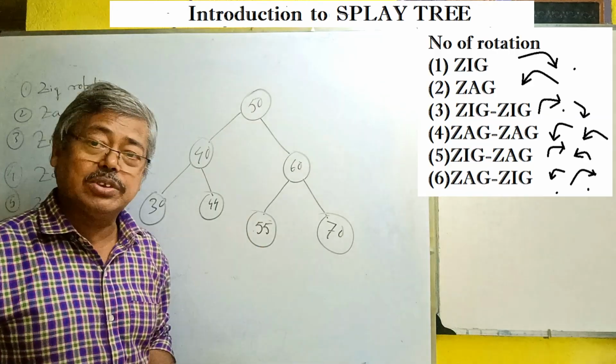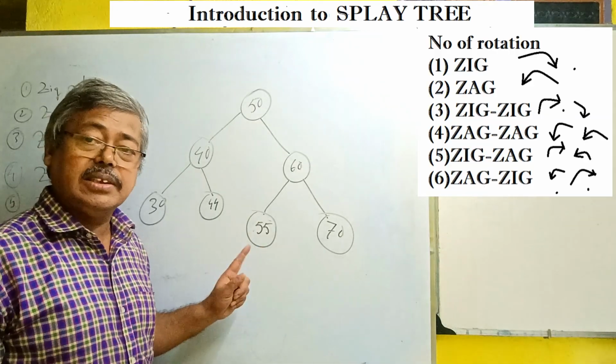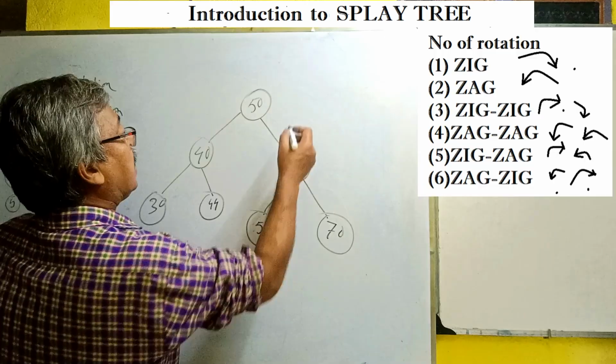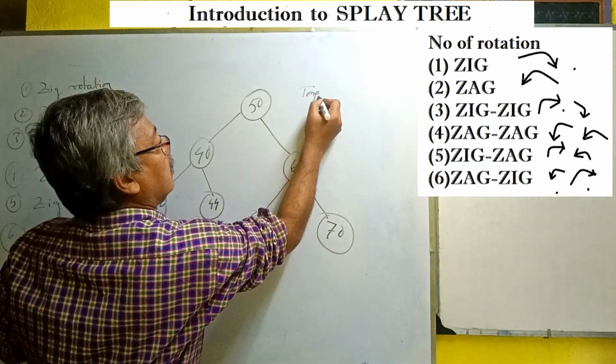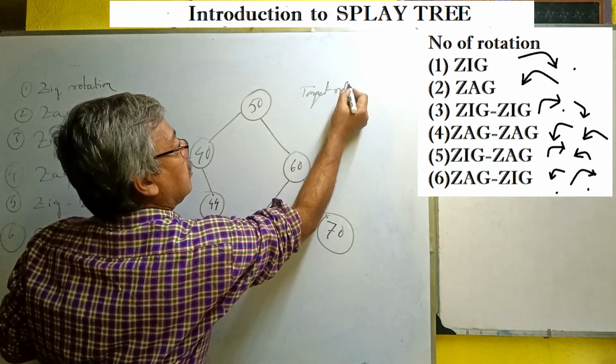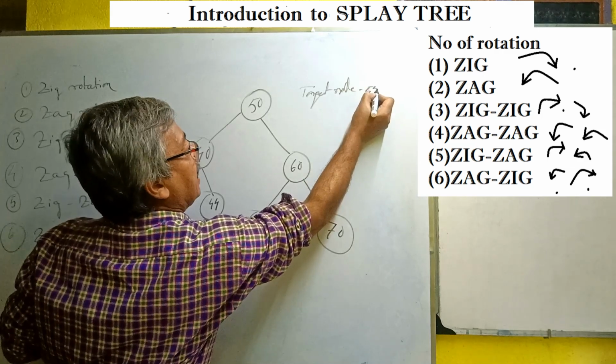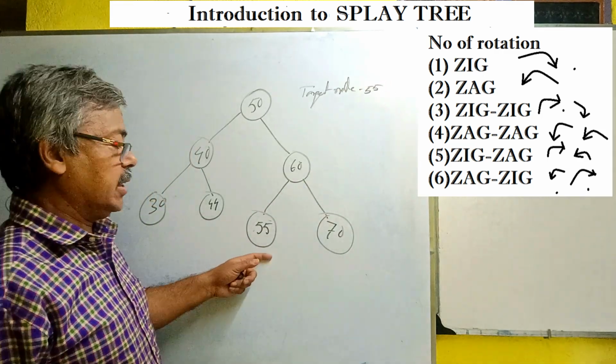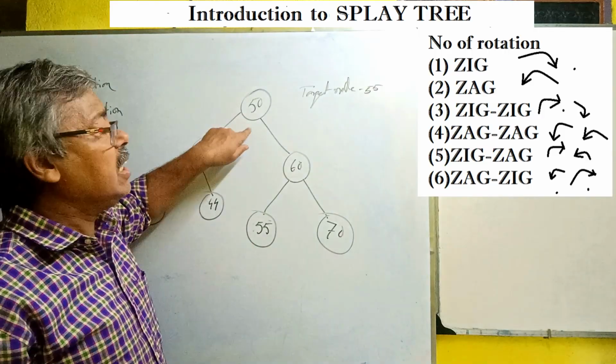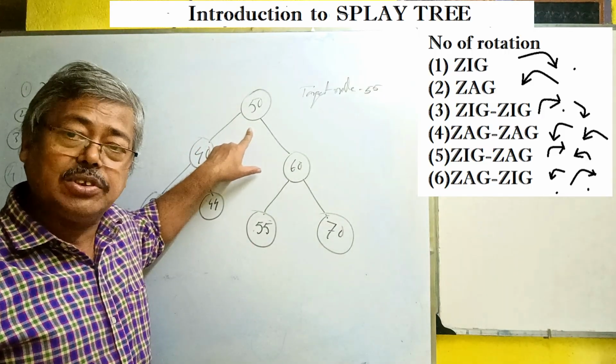55 is the node we are searching, that is, it is the target node. So this is the target node. The node should be placed at the root position by the rotation process.